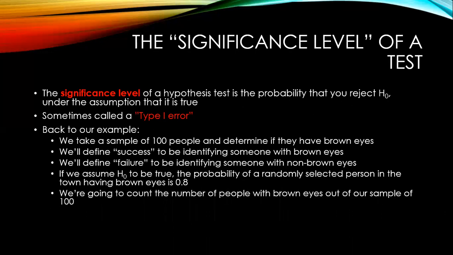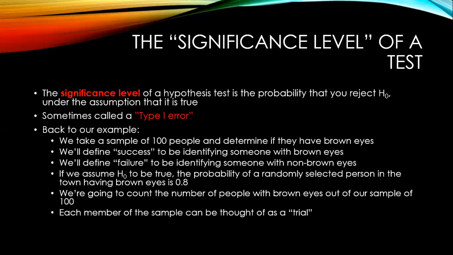So again, what are we going to do in our investigation? Just to be really clear, we're going to count the number of people in the town who have brown eyes out of 100 people. And this is a key thing as well. Each of these 100 people in the sample can be thought of as a trial. We're going to ask every one of these 100 people, do you have brown eyes? We can think about every member as a trial.